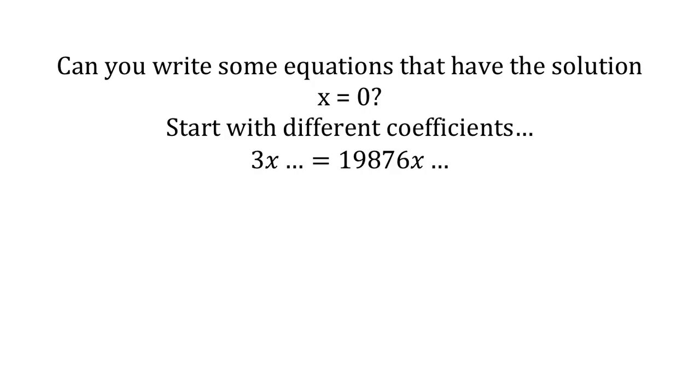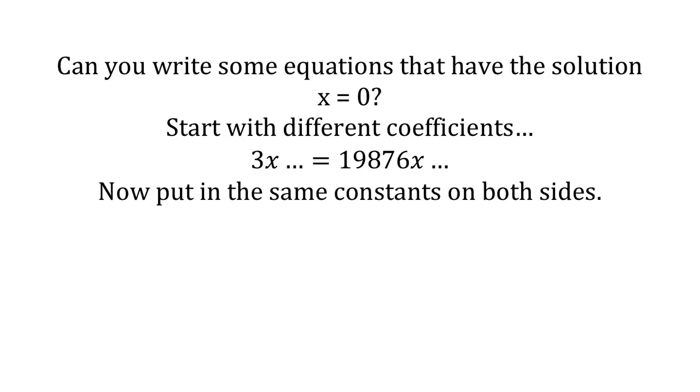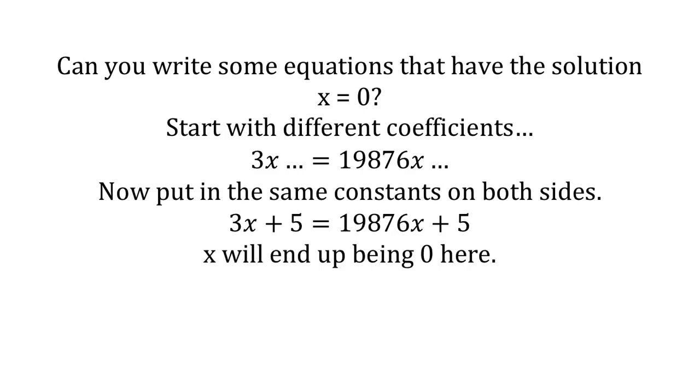And then I just have to add the same constant to both sides, right? So let's just say I'm going to make it 3x plus 5 is equal to 19,876x plus 5. So I've got different coefficients. The 3 is very different from the 19,876. But the 5 and the 5, the constants, are the same on both sides. If you have an equation like that, your answer will end up being that x is 0.